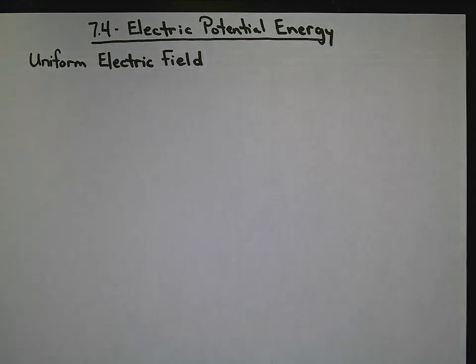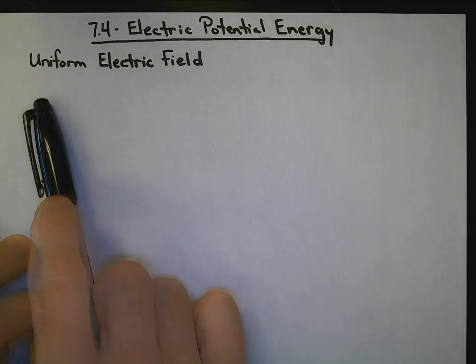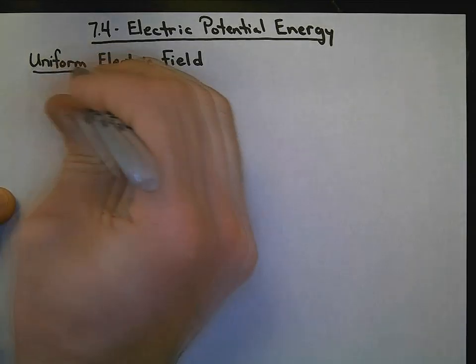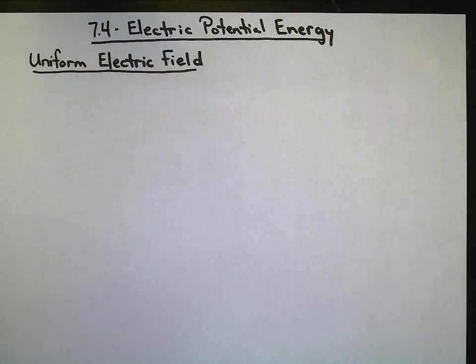And this is section 7.4 where we are covering electric potential energy. But before I do begin, I need to go back and review one thing that we weren't able to get in the last section video because I went a little bit longer than I expected. So let us look briefly at a uniform electric field.